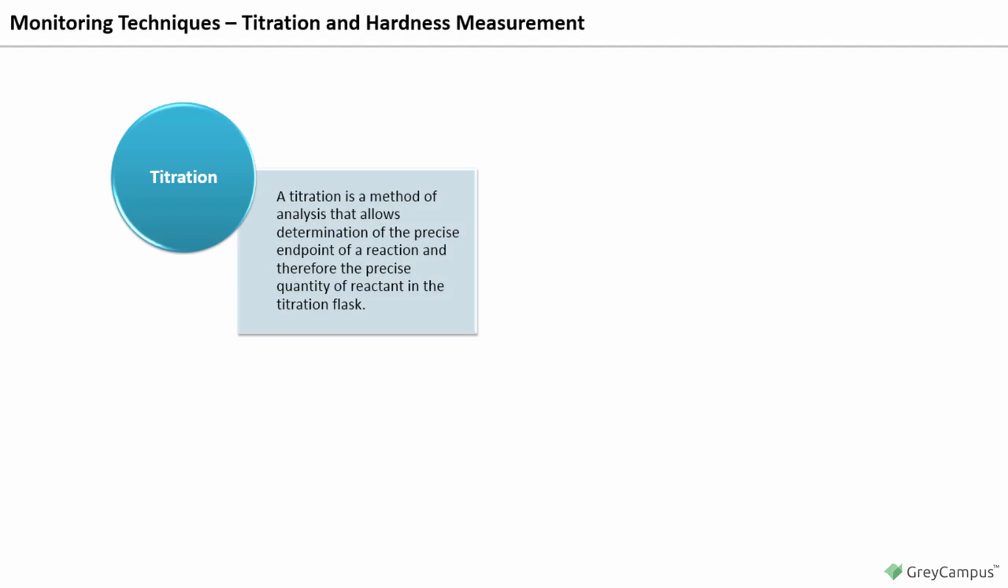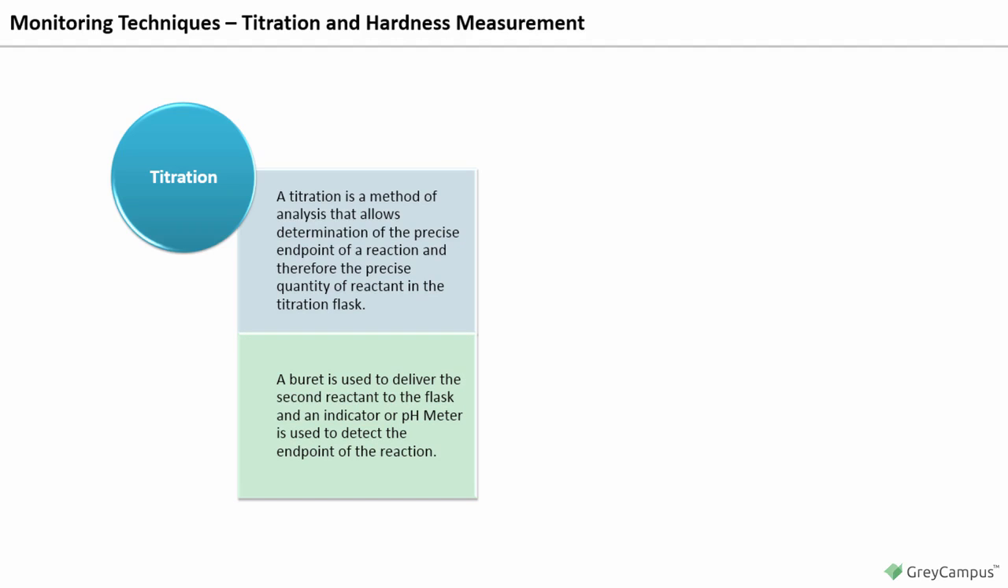Titration. A titration is a method of analysis that allows determination of the precise endpoint of a reaction, and therefore the precise quantity of reactant in the titration flask. A burette is used to deliver the second reactant to the flask, and an indicator or pH meter is used to detect the endpoint of the reaction. Titrations are used in chemical analysis to determine the quantity of a specific chemical.